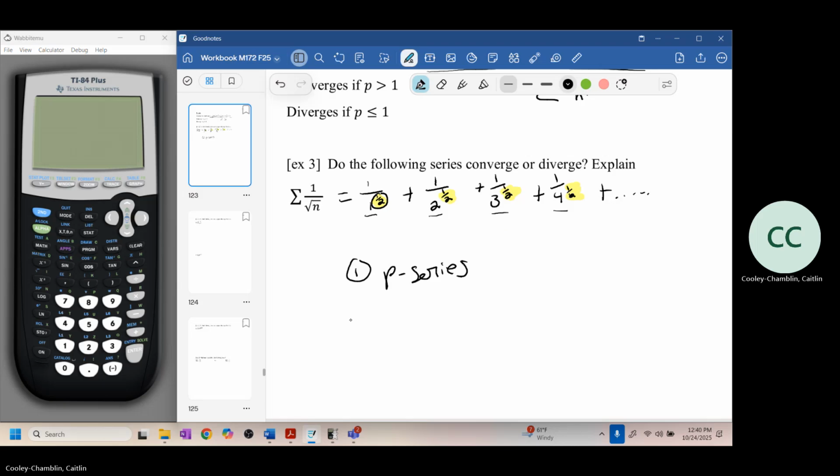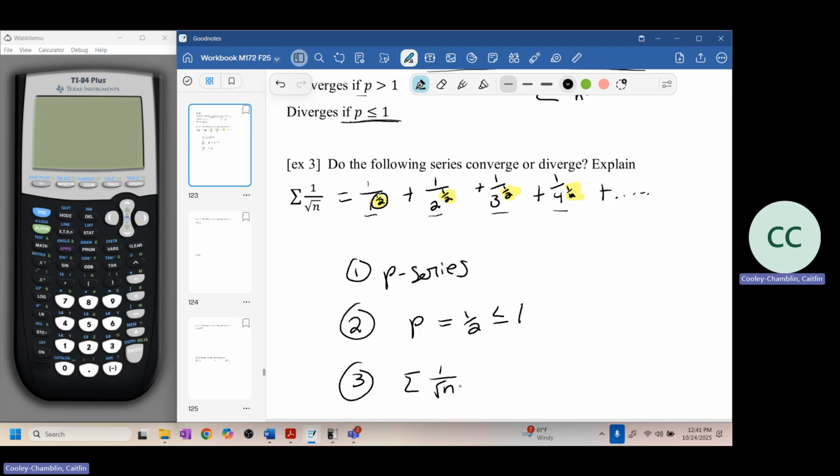And the criteria is our p is equal to 1/2. So that is our power. P is for power. So 1/2, 1/2, 1/2, it stays constant. In this case, it is less than or equal to 1 by the criteria. So number 3, the summation of 1 over the square root of n diverges.